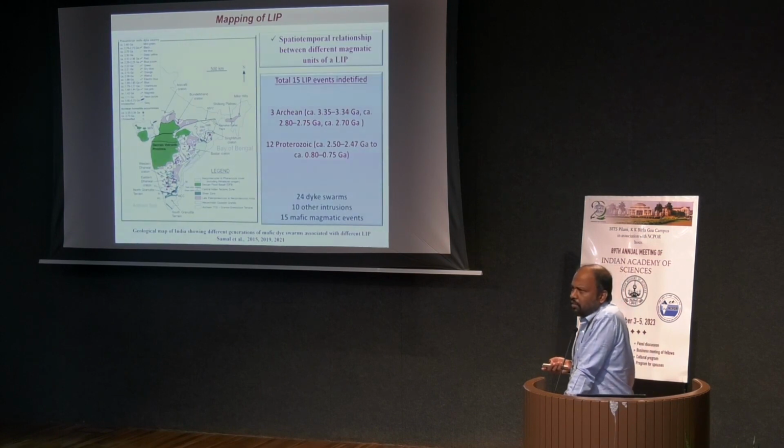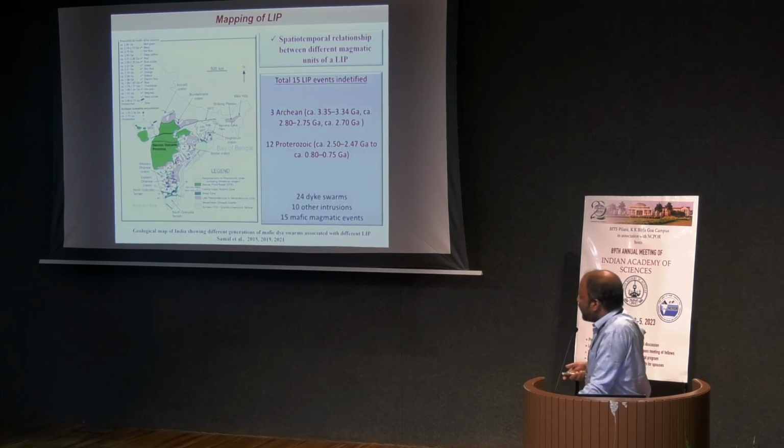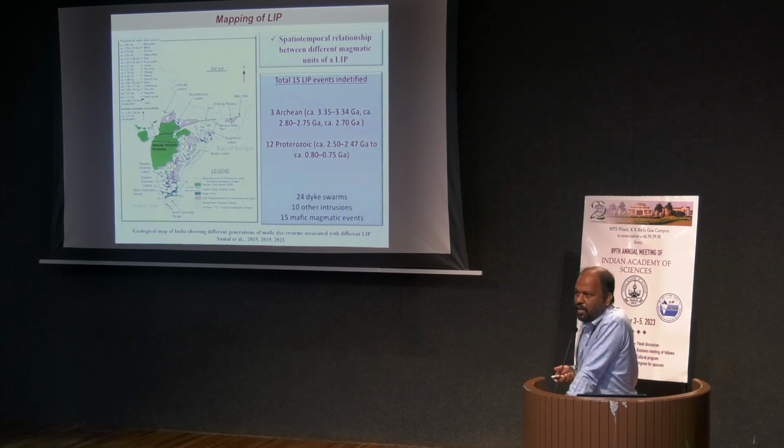As I was saying about the mapping of large igneous province, the Indian shield holds several generations of spectacular mafic dikes which are exposed in the different cratons of the Indian shield. Whether you take Dharwar craton, Singhbhum craton, Bundelkhand or Aravalli craton, all these cratons hold spectacular cross-cutting, large and huge scale mafic dikes. Based on the mapping of mafic dikes, we have identified 3 Archean and 12 Proterozoic LIP events in the Indian shield.